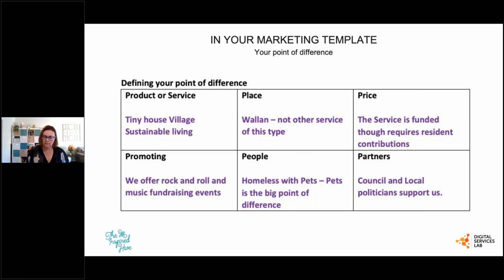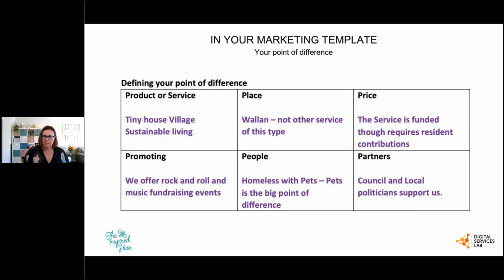The price. The service is funded, though it requires resident contributions, which is also a skill in learning budgeting and contributing from the residents directly in making that transition from homelessness to more permanent housing.